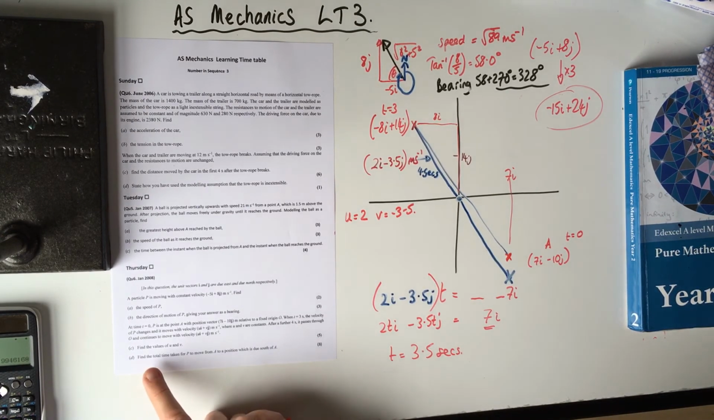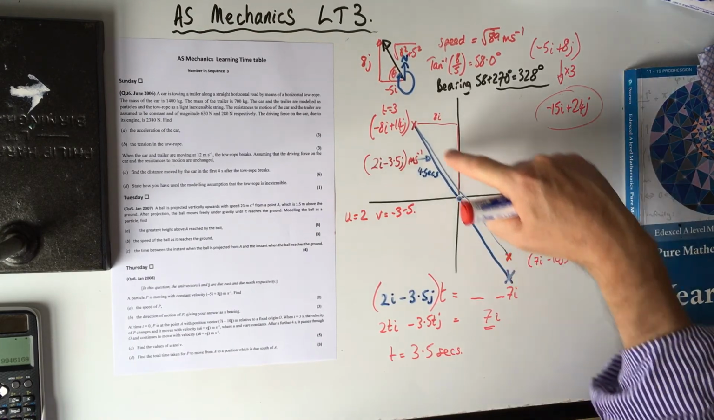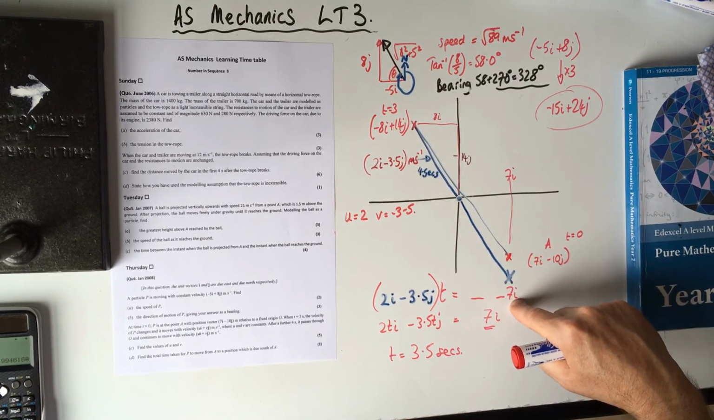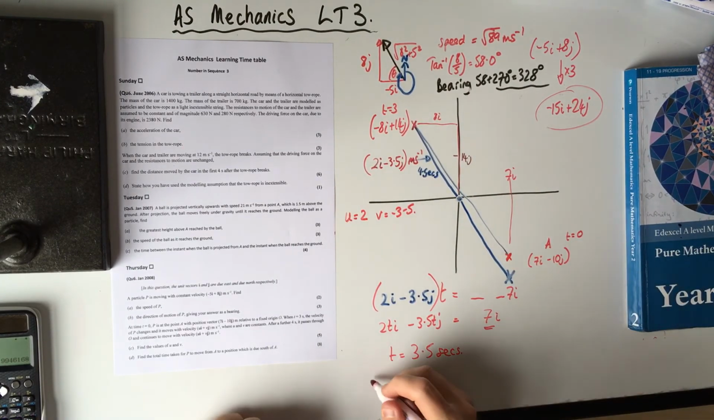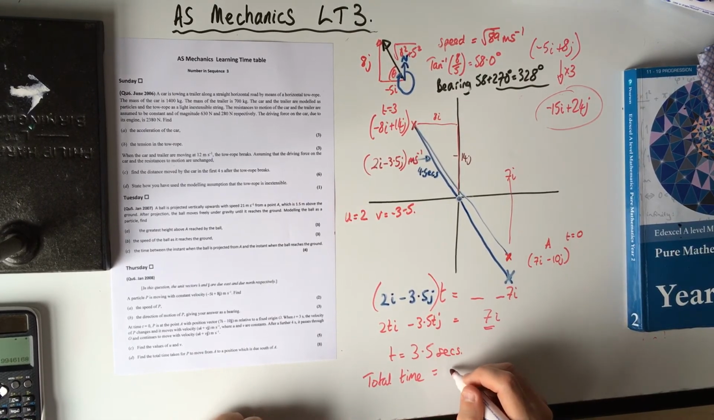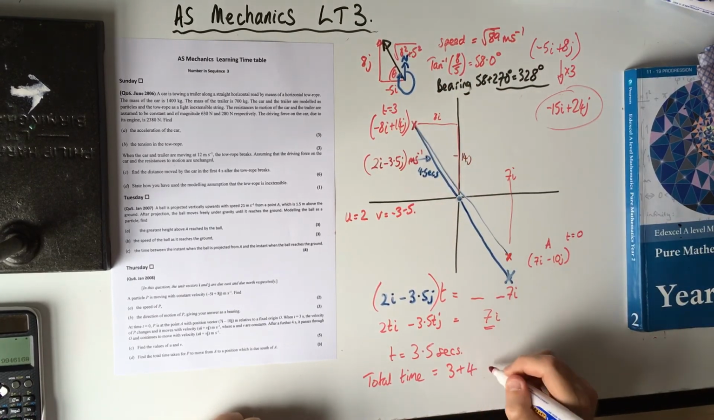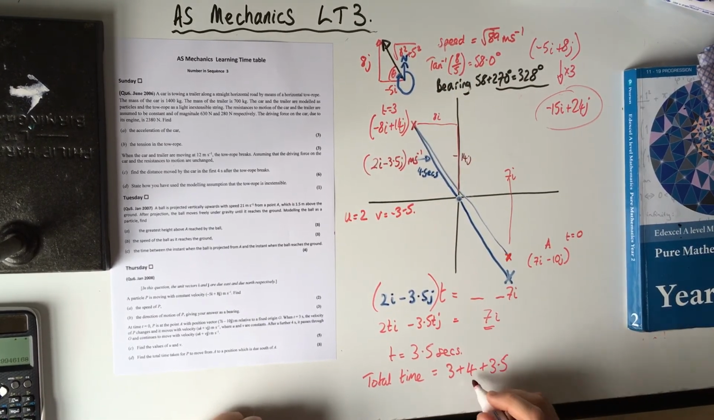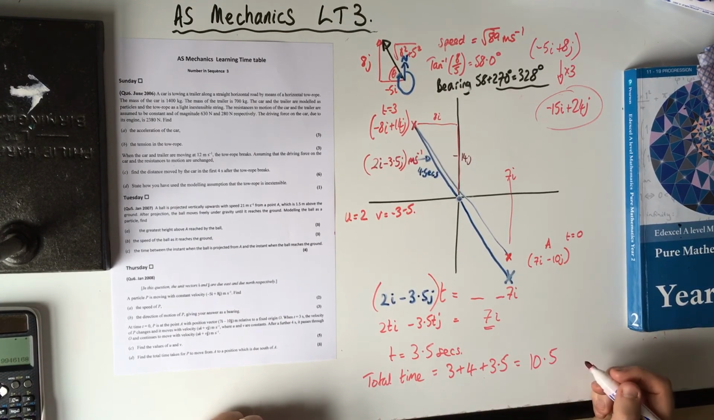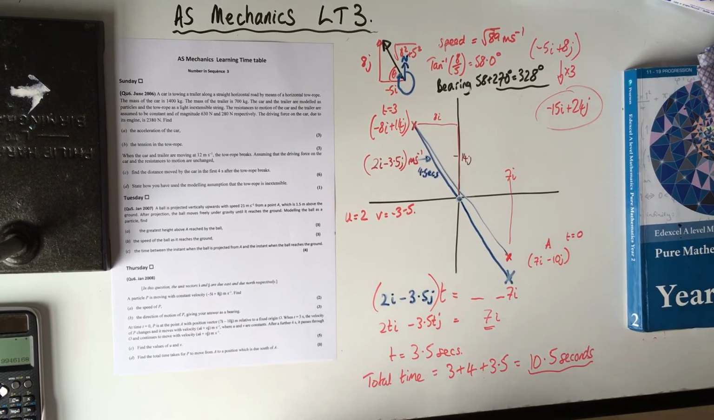But the question says find the total time from P, from where it starts. Well, 3 seconds to there, 4 seconds to there, and another 3.5 down to here. So the total time is 3 plus 4 plus 3.5, so 4, 5, 6, 7, 8, 9, 10. 10.5 seconds. Is that right? 10.5 seconds, yeah. That's how long it takes.